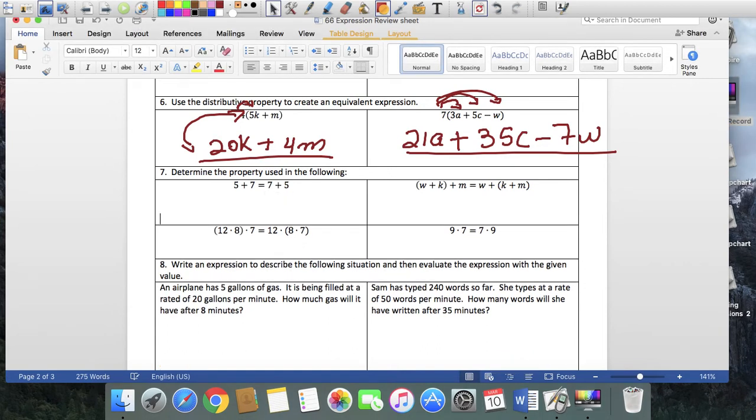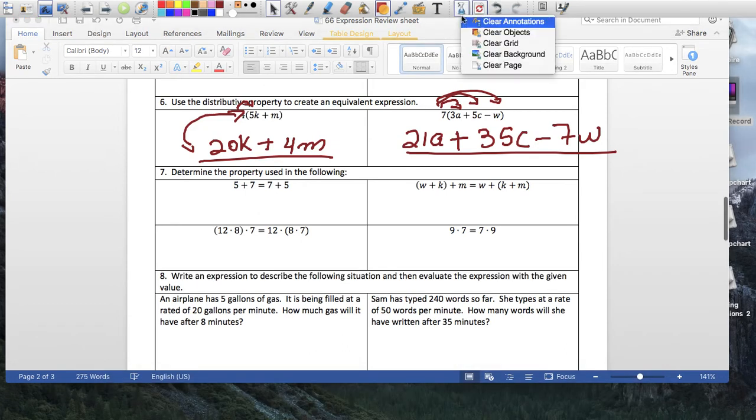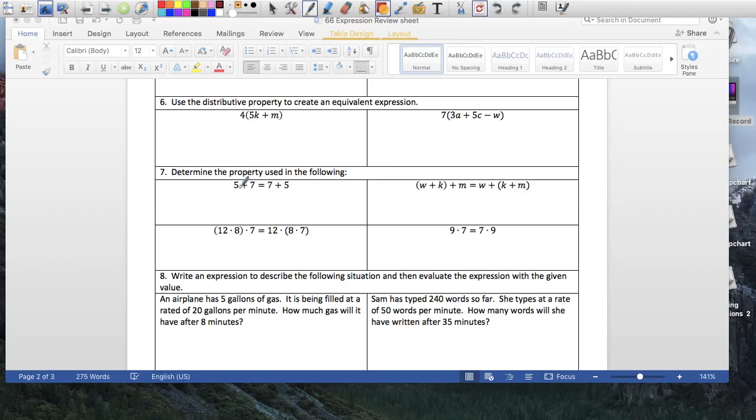Determine the property used. Okay, seriously. It shouldn't be that difficult. And let's go. So 5 plus 7 is 7 plus 5. This is the commutative property of addition, right? That says if we switch the order of our numbers here, it doesn't change the sum. Commutative property of addition.